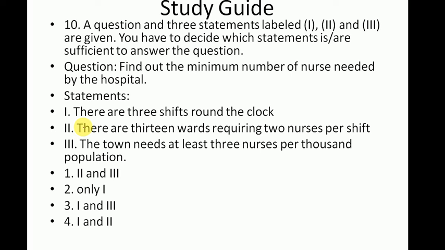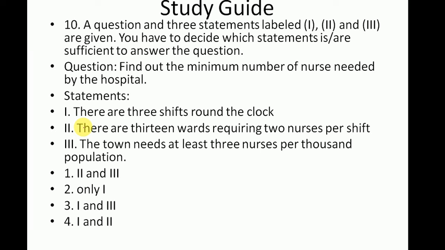Find out the minimum number of nurses needed by the hospital. What is the minimum number of nurses needed by the hospital? Statement 1 said there are 3 shifts round the clock. That means 8-hour shifts, and round the clock there are 3 shifts.